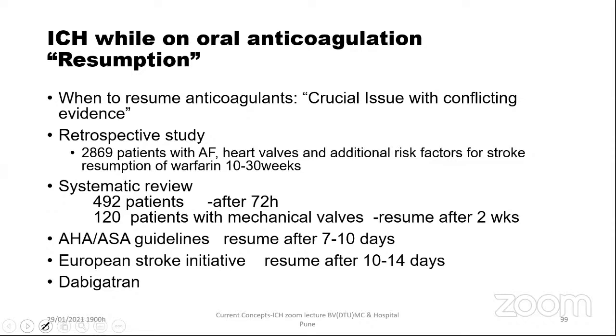So what is the guideline? The guideline says resume after 7 to 10 days. The European Stroke Initiative says resume after 10 to 14 days. So if it's dabigatran, that's a different story.